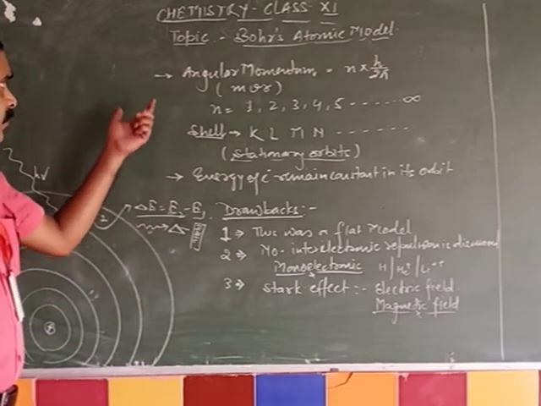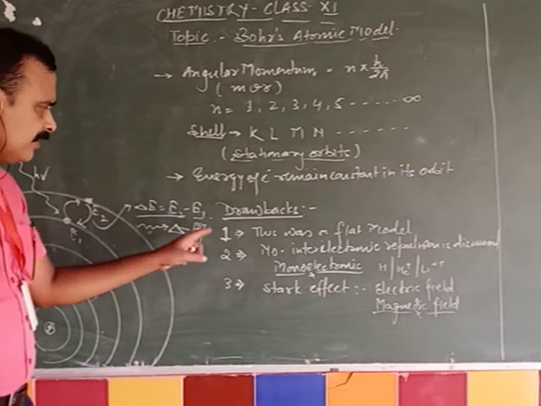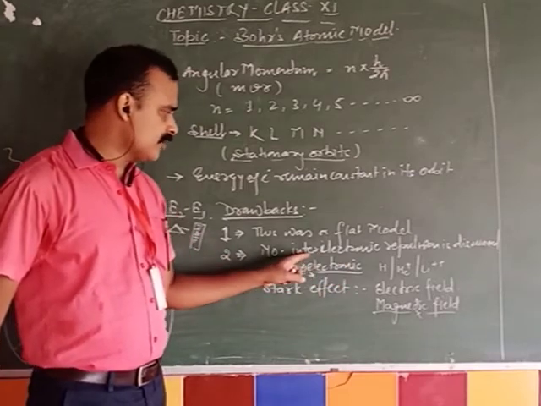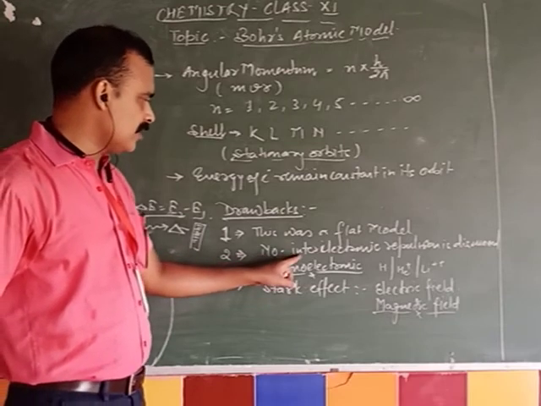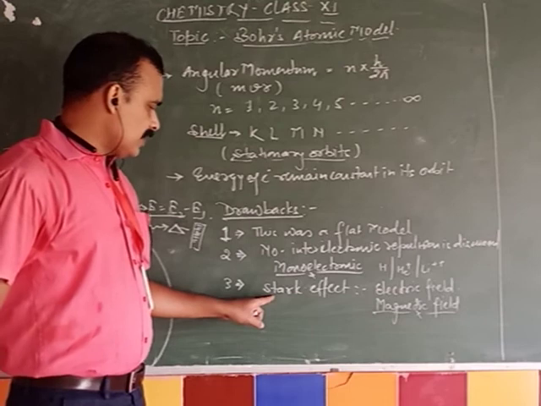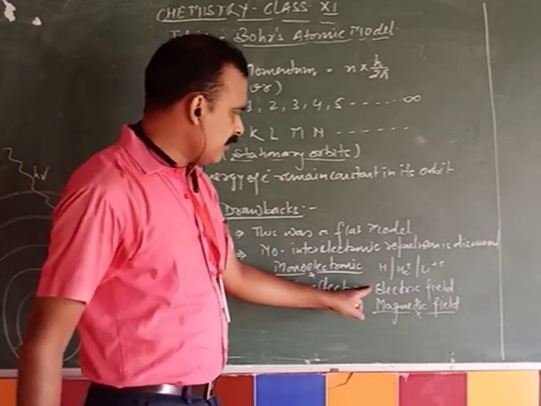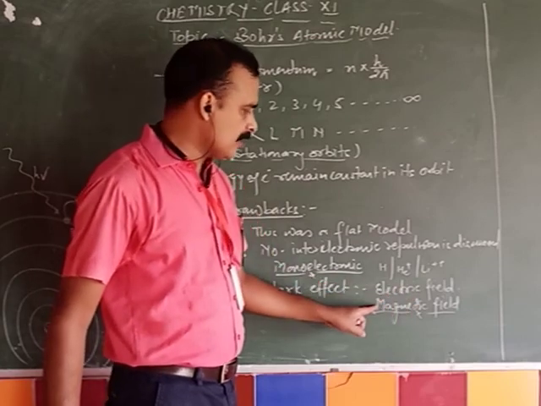So Bohr's atomic model was very good, but only for monoelectronic systems. It was not able to discuss the repulsive force operating between different electrons. If more electrons are present, it was not able to tell anything about the splitting of spectral lines in an external electric field or external magnetic field.